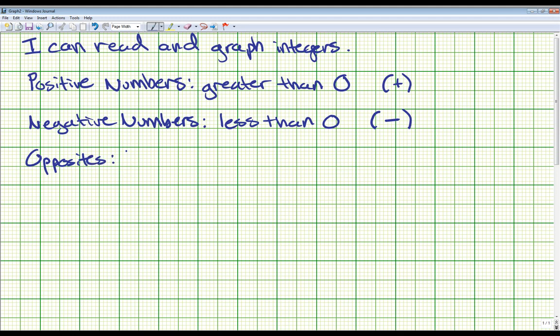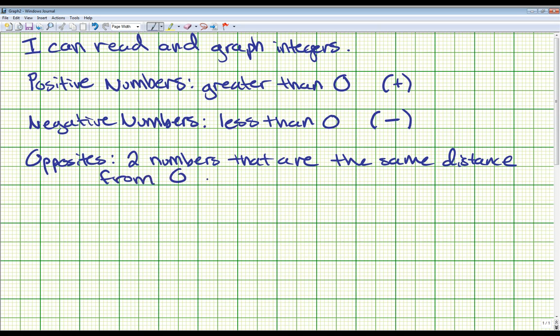So opposites, two numbers that are the same distance from 0 on a number line. So with an opposite, put little brackets here, one has to be a positive and one has to be a negative for them to be opposites. The only one that doesn't work is 0. 0's opposite is itself, it's 0.